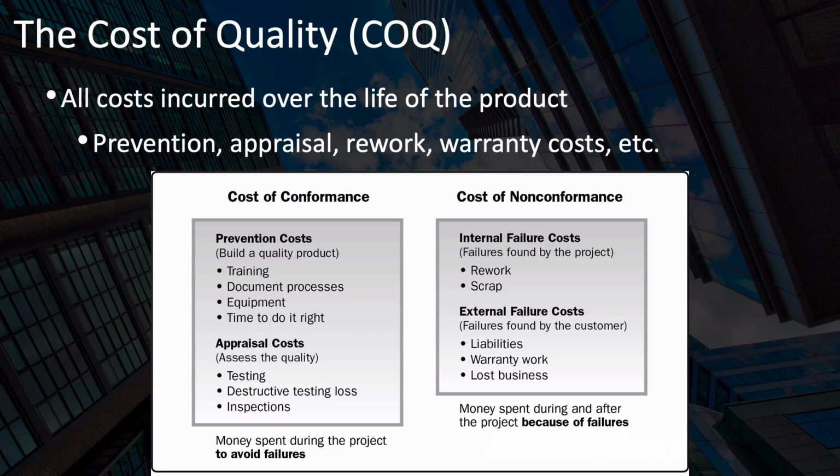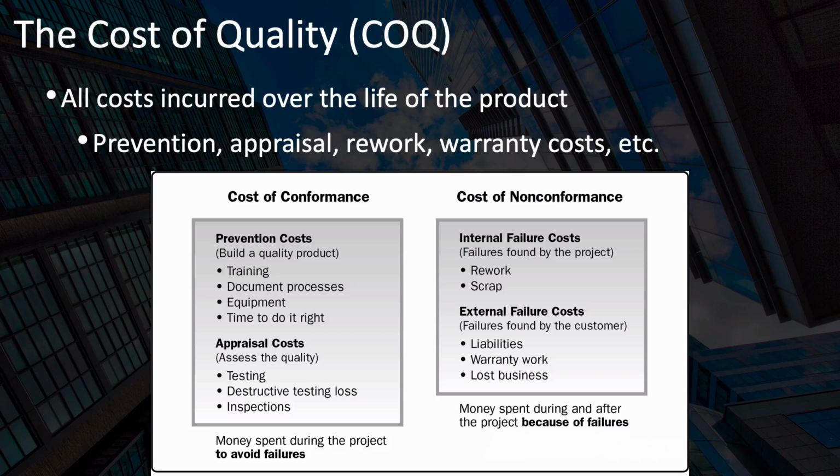It's far better to prevent quality failures by figuring out how to do it right the first time. The costs of preventing defects are known as prevention costs and include training, documenting the correct processes to follow with standard operating procedures, getting the right equipment, and taking the time to do it right.